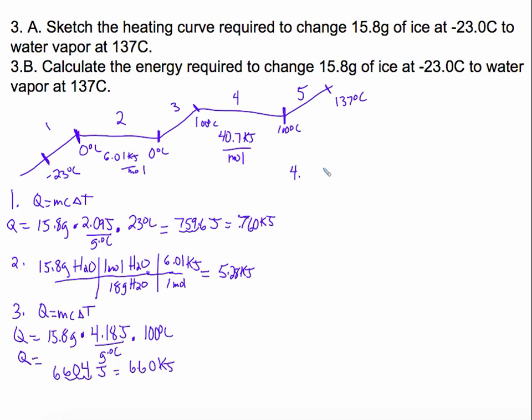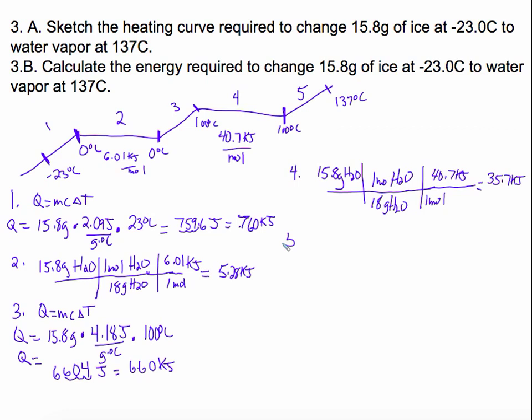Okay, so then what you're going to do is start off with the mass again, 15.8 grams of water. You have to change to moles, just like we did on step number 2. So 1 mole water equals 18 grams of water. And then you're going to use the 40.7 kilojoules for every 1 mole. That's called the heat of vaporization. If you do the math with that, that one's going to equal 35.7 kilojoules. All right, so that's step 4.